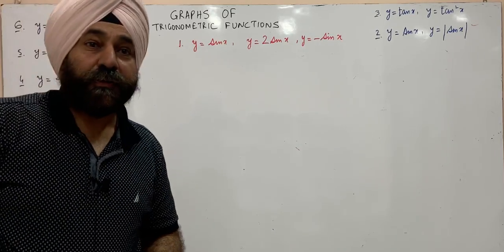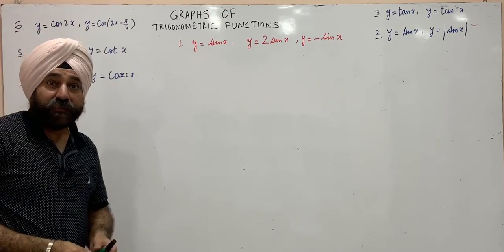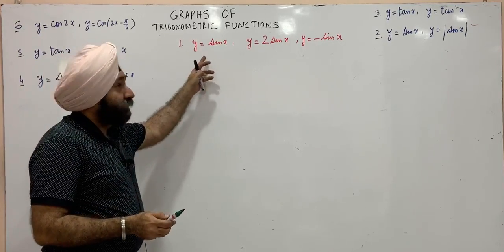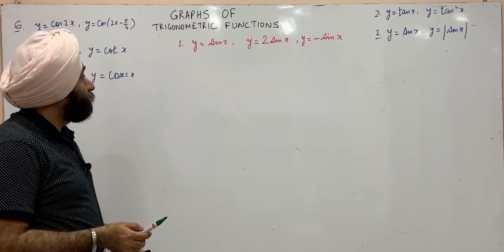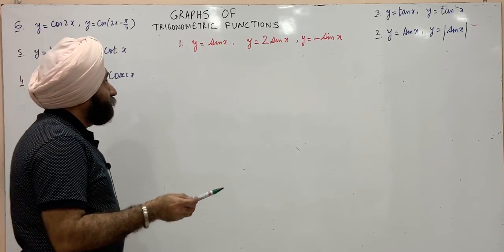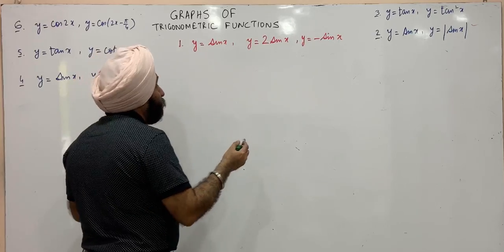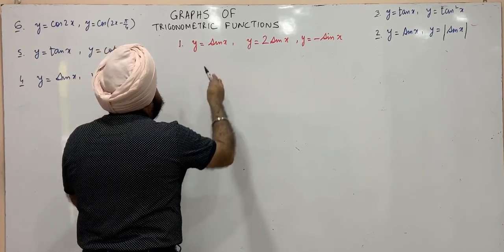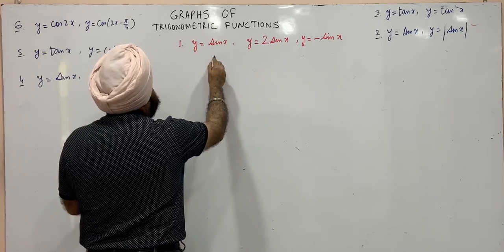Students, we continue with graphs of trigonometric functions. The first one, we have three functions: y is equal to sine of x, y is equal to 2 sine of x, and y is equal to minus sine of x. Let's plot the graph of these functions. First of all, y is equal to sine of x.